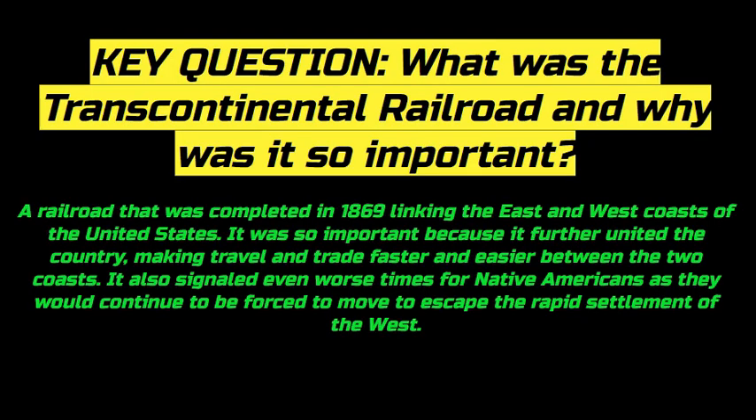First key question. What was the Transcontinental Railroad and why was it so important? A railroad that was completed in 1869 linking the east and west coasts of the United States. It was so important because it further united the country, making travel and trade faster and easier between the two coasts. It also signaled even worse times for Native Americans as they would continue to be forced to move to escape the rapid settlement of the West.